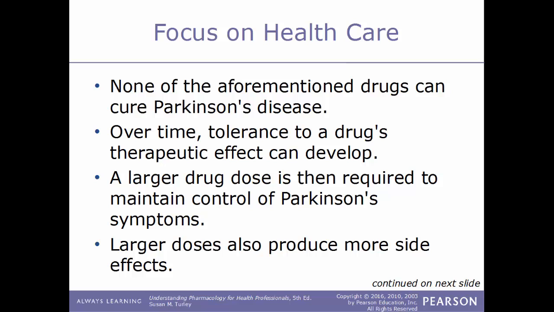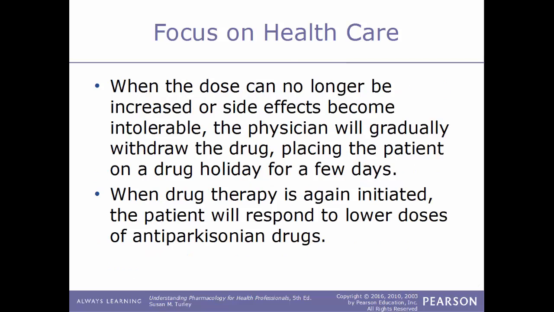None of the aforementioned drugs can cure Parkinson's disease. Over time, tolerance to a drug's therapeutic effect can develop. So at that point, a larger drug dose is required to maintain control of the symptoms of Parkinson's. But of course, a larger dose will also produce more side effects. So when a dose can no longer be increased or the side effects become intolerable, the physician will gradually withdraw the drug, placing the patient on a drug holiday for a few days. And when the drug therapy starts up again, the patient will respond to lower doses of anti-Parkinsonian drugs.